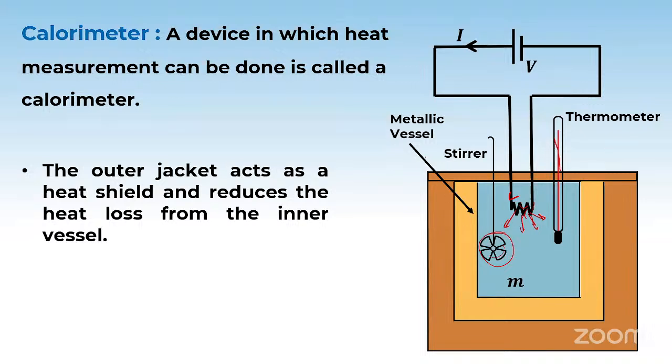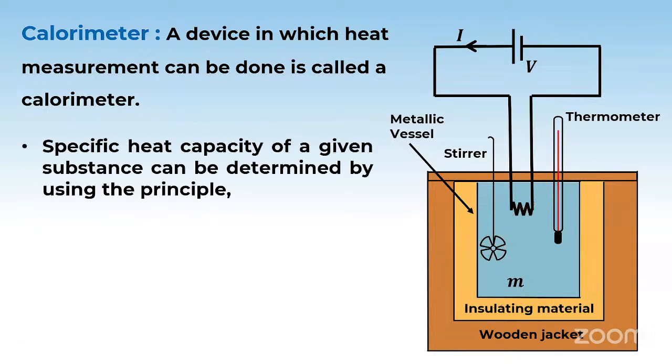This is a metallic vessel. The outer jacket acts as a heat shield, which means no heat transfer can take place through the walls of the calorimeter. Okay. And it reduces the heat loss from the inner vessel. Clear? This is insulating material, and this is a wooden jacket.